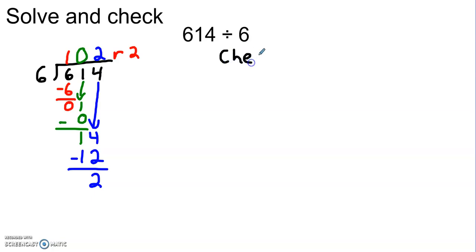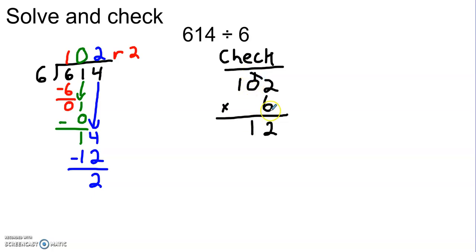I do my check. I always label it check so I know that it is a check, right? So I take my quotient without the remainder, 102, and I'm going to times that by my divisor of 6. So 6 times 2 is 12. I bring down the 2 and I carry over the 1. 6 times 0 is 0 plus the 1 is 1. 6 times 1 is 6.